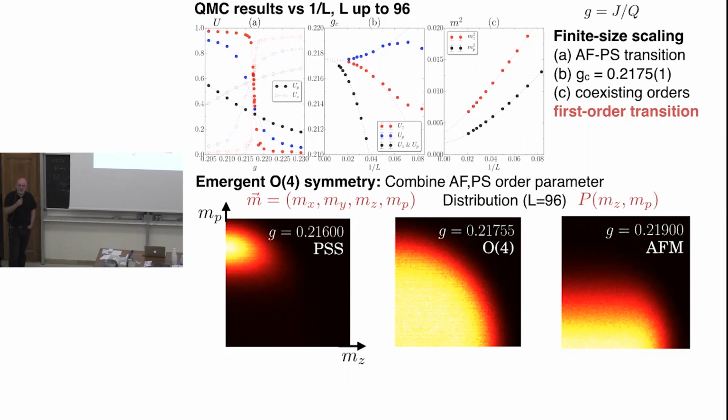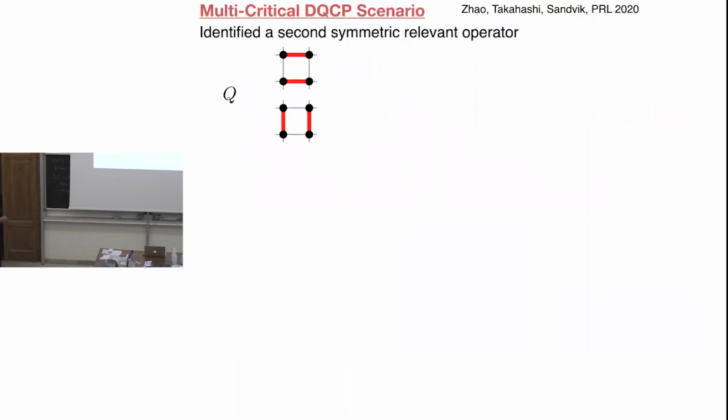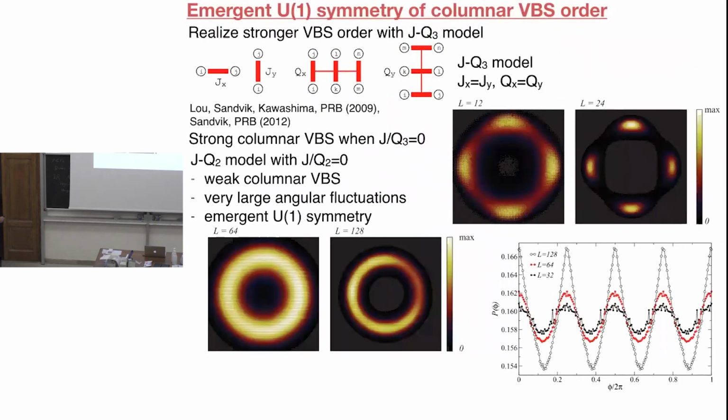So is it possible that in the extremely large system, this O4 is lost? Oh yeah, I think that's the most likely scenario, because it could be something similar to what we had for the U1 symmetry, right? So in the case of the emergent U1 symmetry, just as an example, we can look at this one, for example. If we look at a pretty small system, it looks very circular. But if you look very carefully at the angular distribution, there's some fluctuation, and that becomes worse as the system size increases.